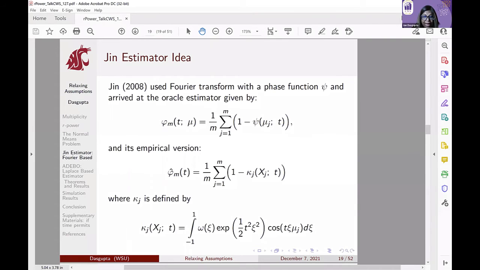And the form of kappa that Jin and colleagues came up with is basically a Fourier transform. It doesn't look pretty, but if you look at it, it's just an integration between -1 and +1. So it's very doable: you put the data in, integrate over the data space, and you will get an estimator. That felt very interesting and promising to us, because we could use the Jin estimator and put it in our R power and go from there.